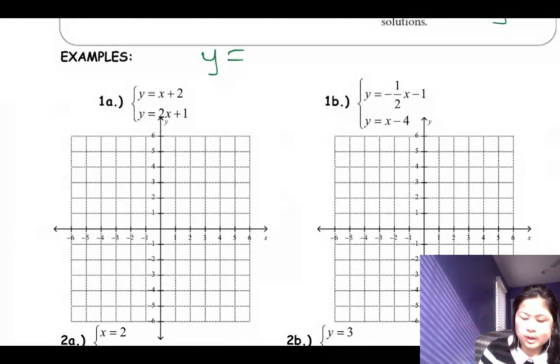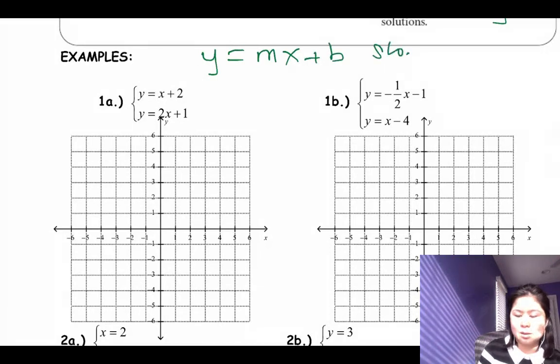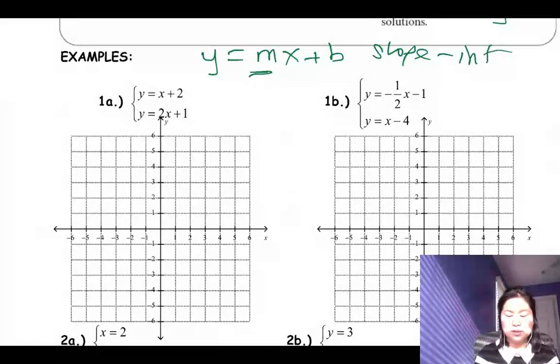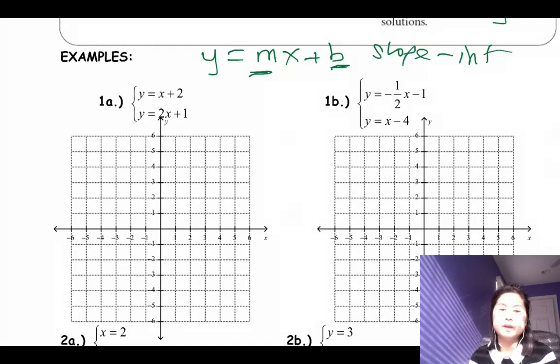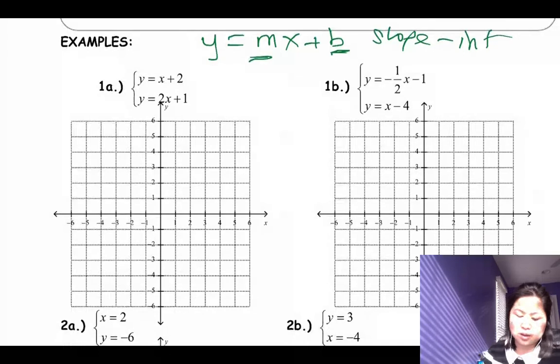Slope-intercept is when y equals mx plus b. This is slope-intercept. The name tells you what is given to you, the slope and the y-intercept. So slope-intercept means you should know the slope and the y-intercept because it's given to you. So we're going to review how to graph the equations, all right?